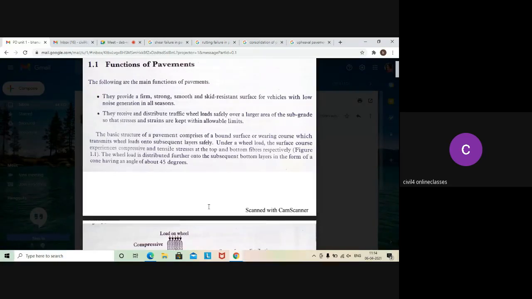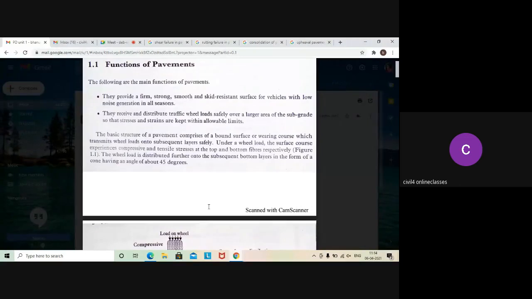The main function is that it should provide a firm, strong and also smooth and skid resistant surface for vehicles with low noise generation in all seasons. This you need to remember first. So the main function of a pavement is that it should provide a firm, strong, smooth and skid resistant surface for vehicles with low noise generation in all seasons.